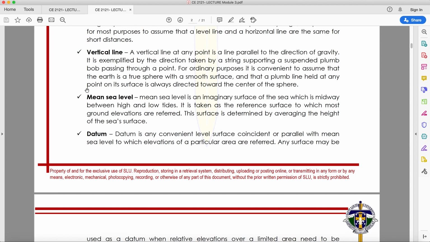Next would be mean sea level. Mean sea level is an imaginary surface of the sea which is midway between high and low tides. It is taken as the reference surface to which most ground elevations are referred. This surface is determined by averaging the height of the sea's surface.